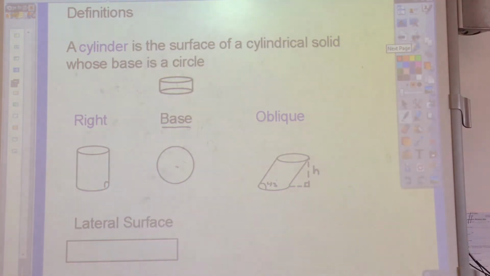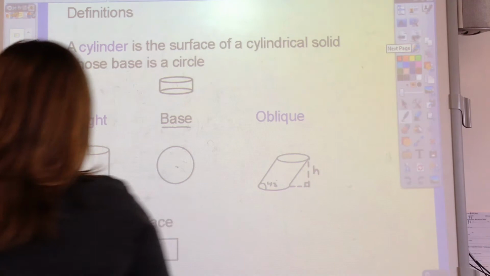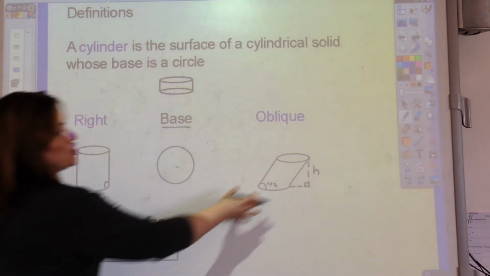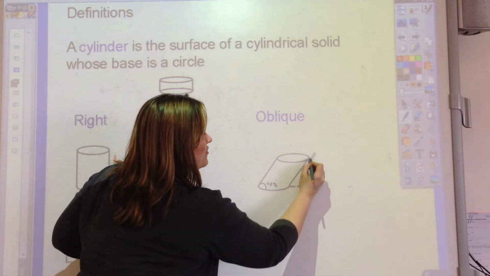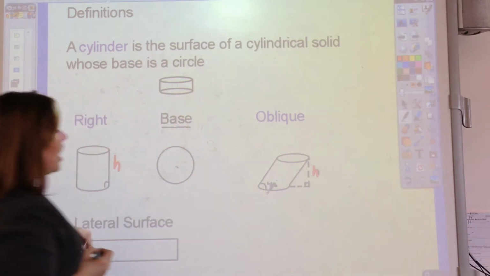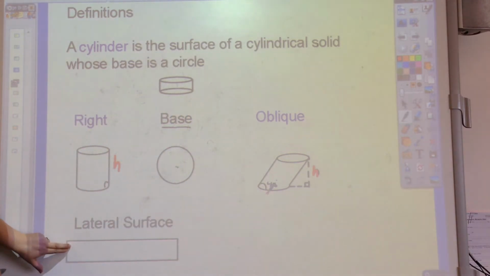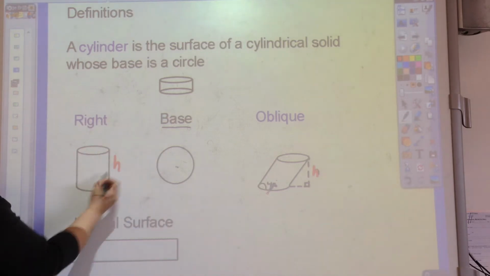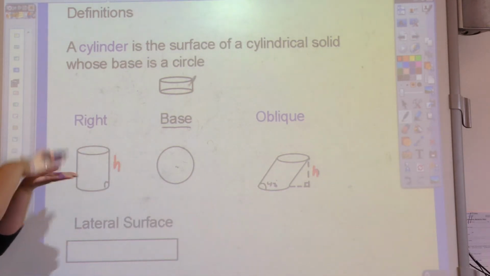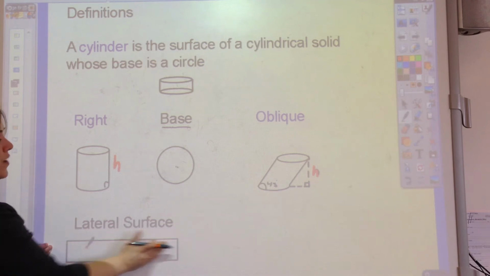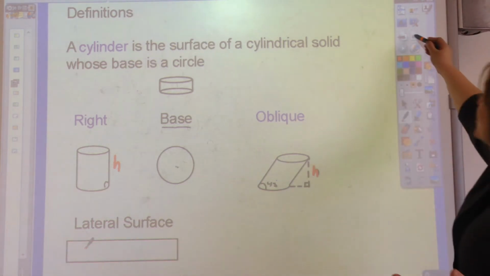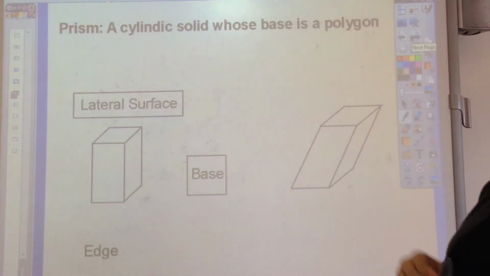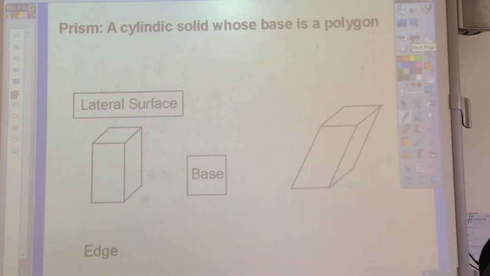All right, we have some definitions here. A cylinder is a surface of a cylindrical solid whose base is a circle. This is a right cylinder, and this is an oblique cylinder. Notice that here my height is pretty easy to find; it is found at a right angle to the base. The base is, of course, a circle. If you unfold this cylinder, I've got 2 bases of circles, and then a rectangle is my lateral area. It's important that we're comfortable with these terms, because I will call things by these specific words.